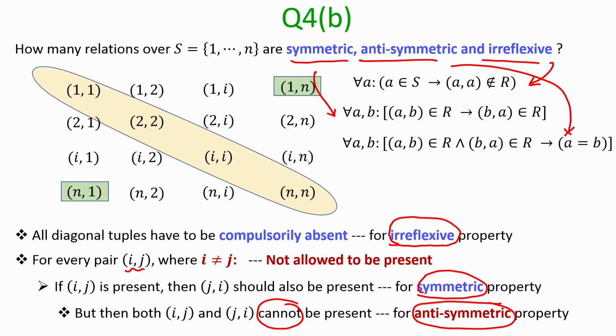And since the diagonal elements are also not allowed to be included, it turns out that the only relation which I can form, which is simultaneously symmetric, antisymmetric as well as irreflexive, is the empty relation, namely include no ordered pair. That means, none of the ordered pairs among these n square ordered pairs should be there in my relation. Then only my relation can have all the three properties simultaneously, and that is why there is only one relation possible.